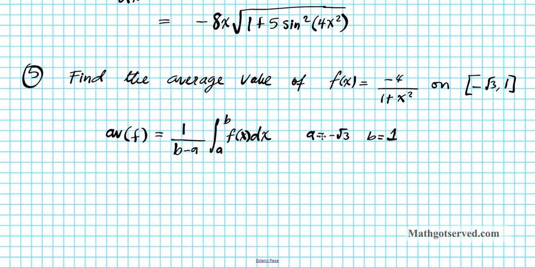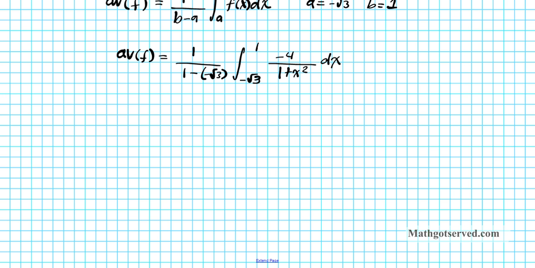Alright, so let's plug in a, b, and the function into our formula here. The average value of our function is going to be 1 over b minus a, which is 1 minus negative root 3, times the definite integral from negative root 3 to 1 of the function negative 4 over 1 plus x squared dx. Okay? Now, thinking back to your differentiation rules, does this look familiar to you?